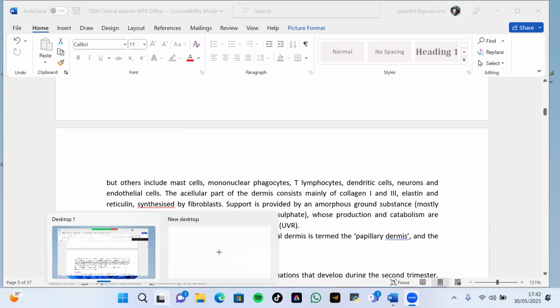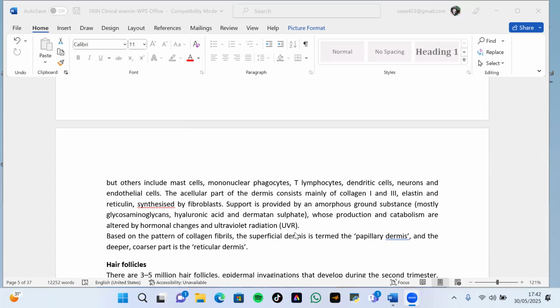Now, there's a part of the dermis we call the acellular part of the dermis, and this contains mostly collagen 1 and collagen 3, and other substances known as elastin and reticulin. All of these are synthesized by the fibroblasts.